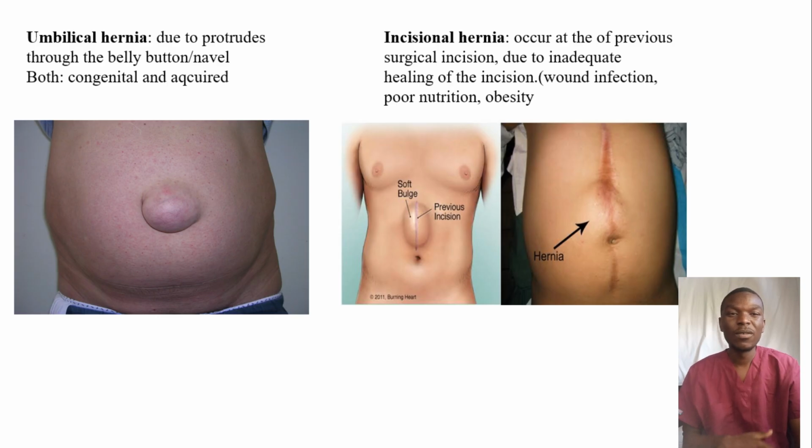Then we also have an umbilical hernia, as you can see. This is due to a protrusion through the belly button. These ones are usually common in kids. You see them in kids where they have a bulging on their umbilicus.